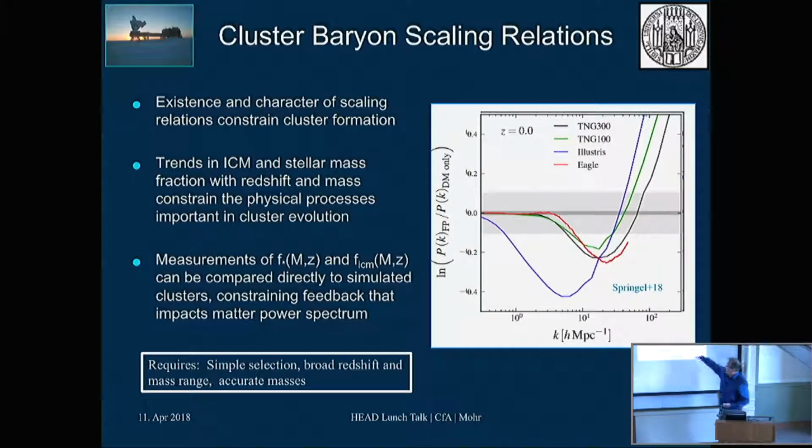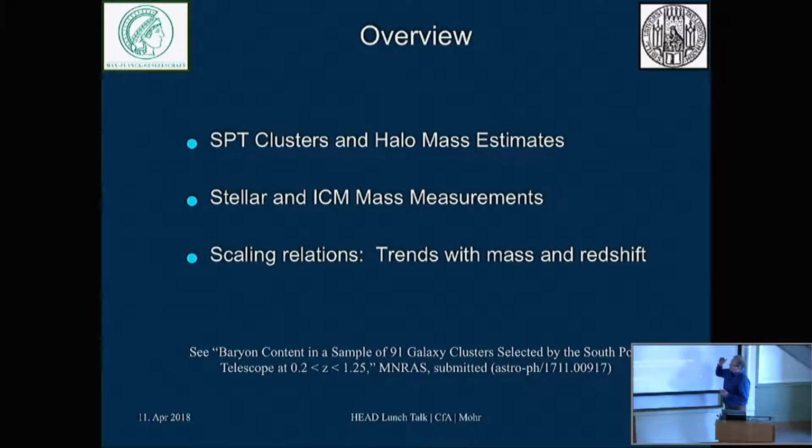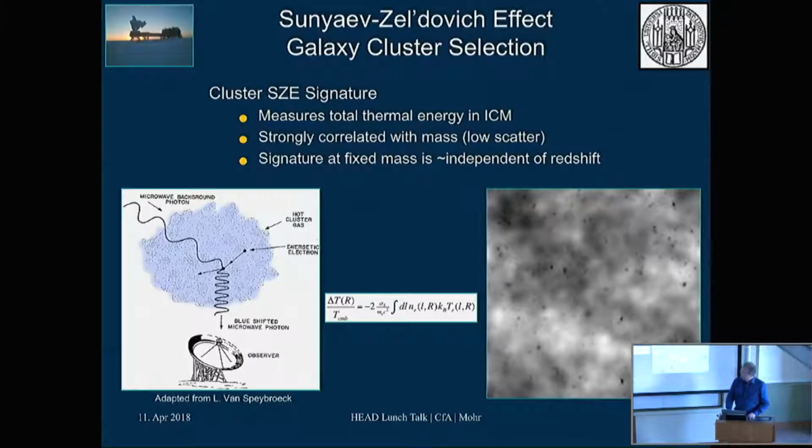Oh, sorry. This is basically the impact from a recent paper by Volker Springel of baryonic physics on the matter power spectrum. Ultimately, we should be able to help determine which of these models is an appropriate description of the real universe. So I'm going to say a little bit about the halo mass estimates of the South Pole Telescope selected clusters, because that's crucial here. Then review how you estimate stellar and ICM mass measurements, go very quickly there, and then try to present the results. You can look in this paper for more details.